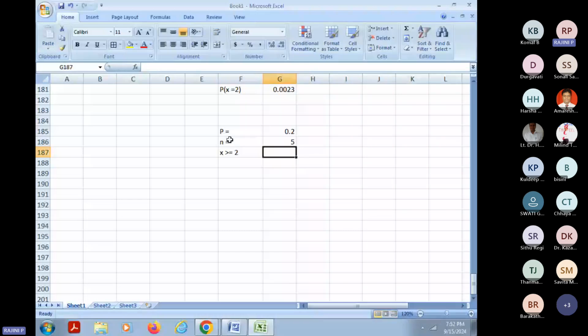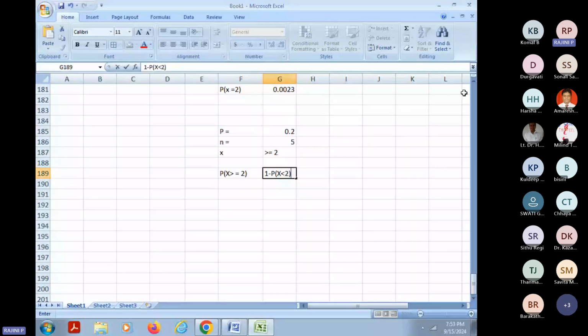So the x value is greater than or equal to 2. Then the probability of x greater than or equal to 2, we cannot find directly. We know that the probability of A plus the probability of A complement is always 1. So this is the probability of A. Then what is the probability of A complement? x less than 2, right? The formula for this is 1 minus the probability of x less than 2.